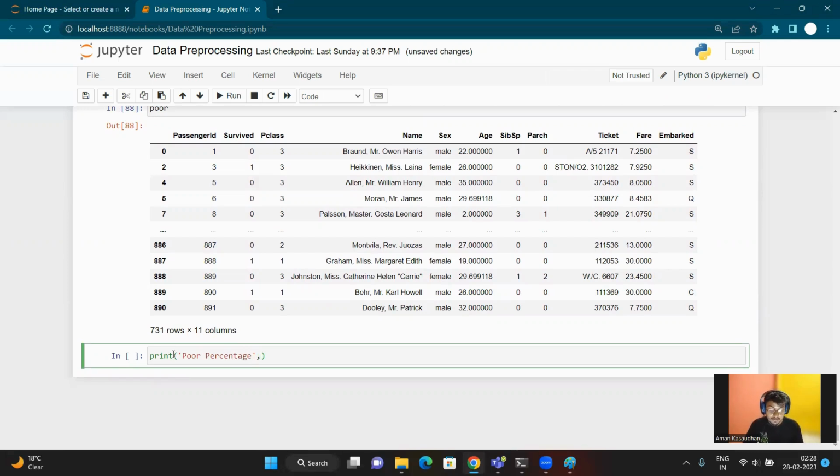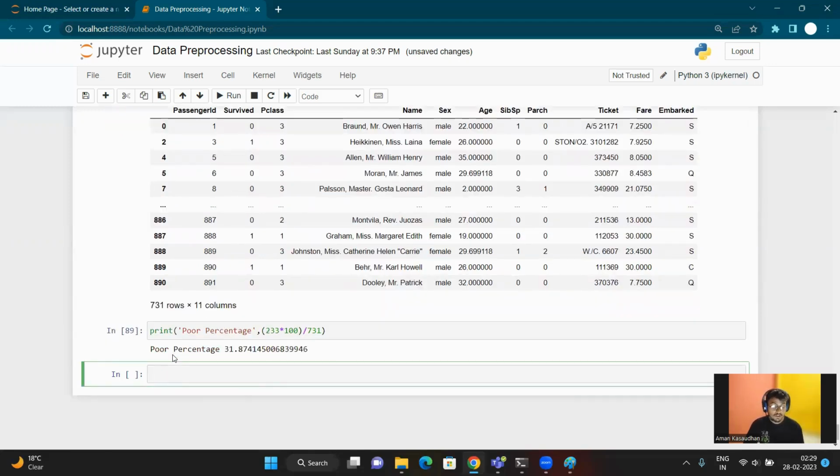and inside that we'll write 233 into 100 and divide by 731. Okay, 31% of the poor survived on the Titanic ship. Let's do the same for the middle class and rich people also.